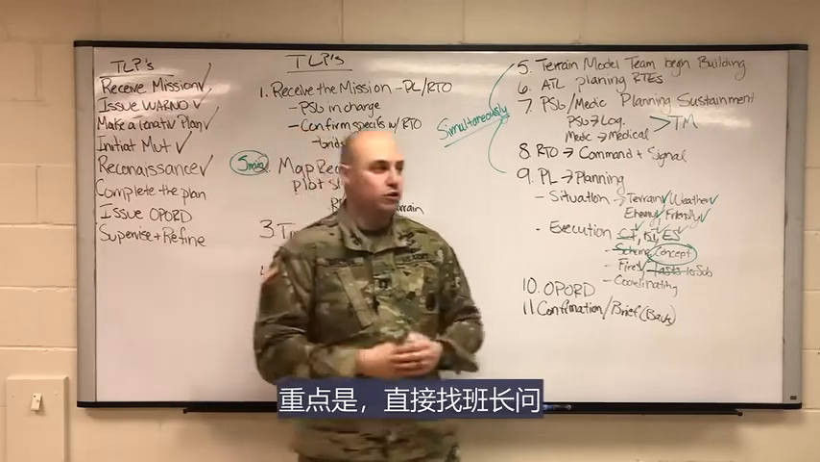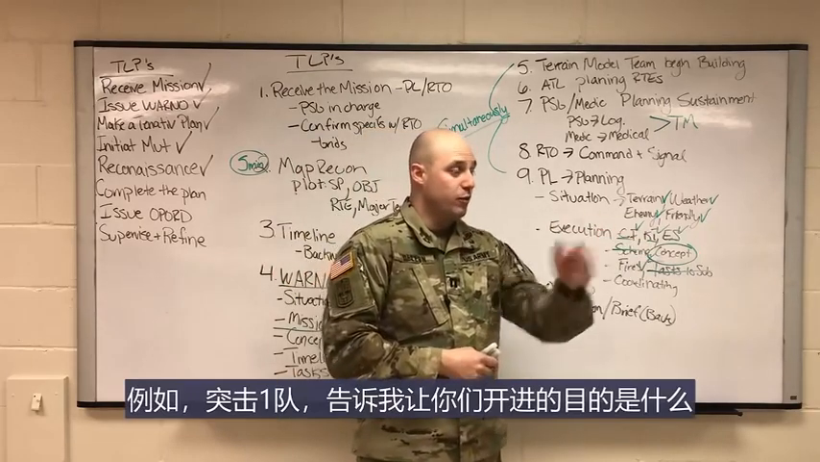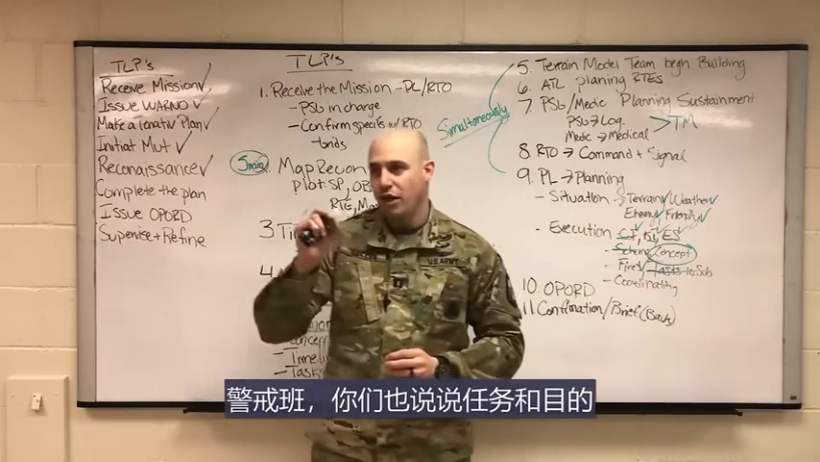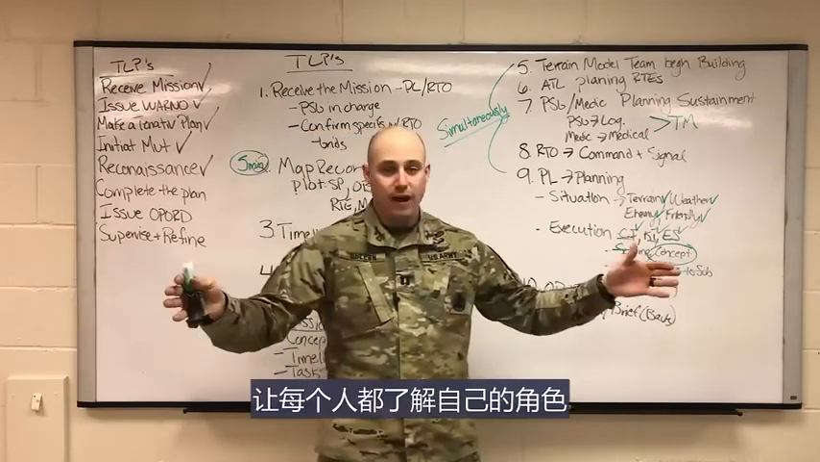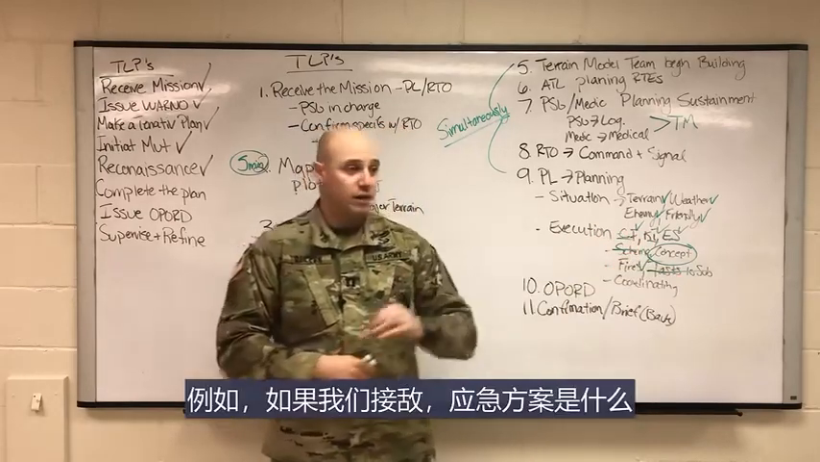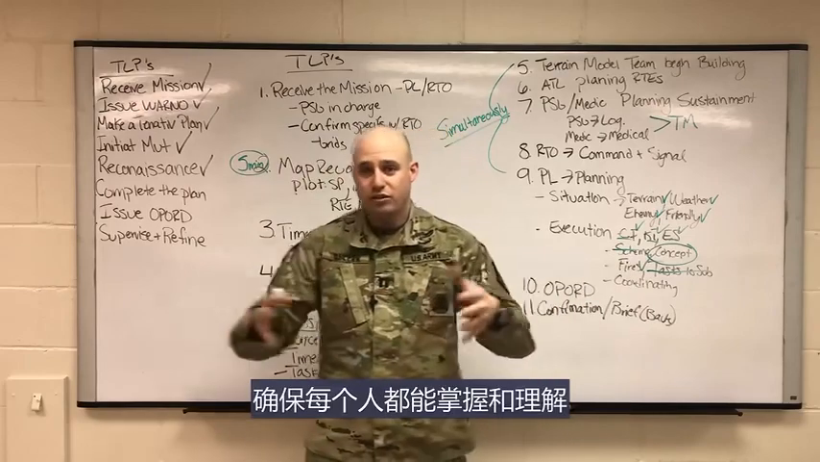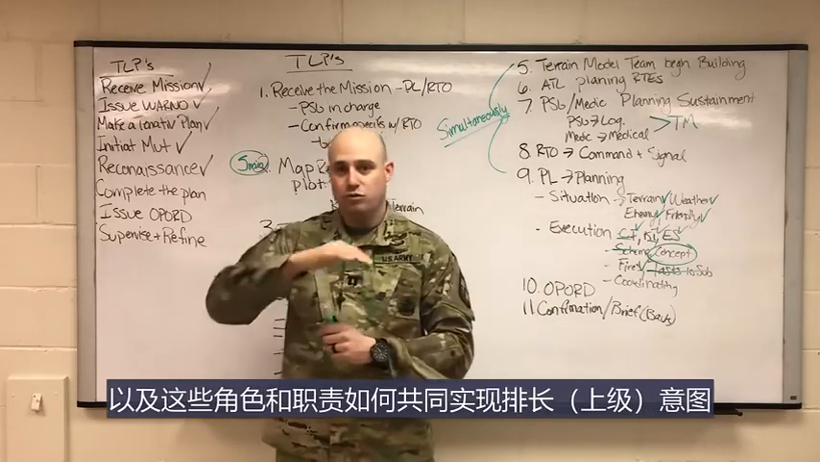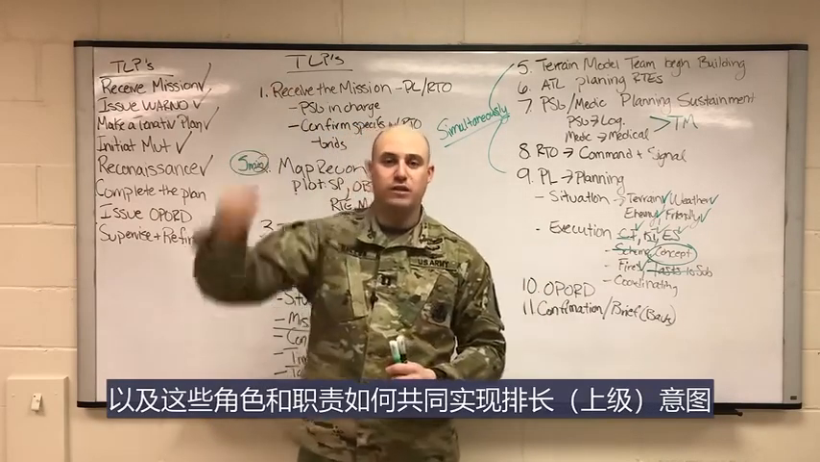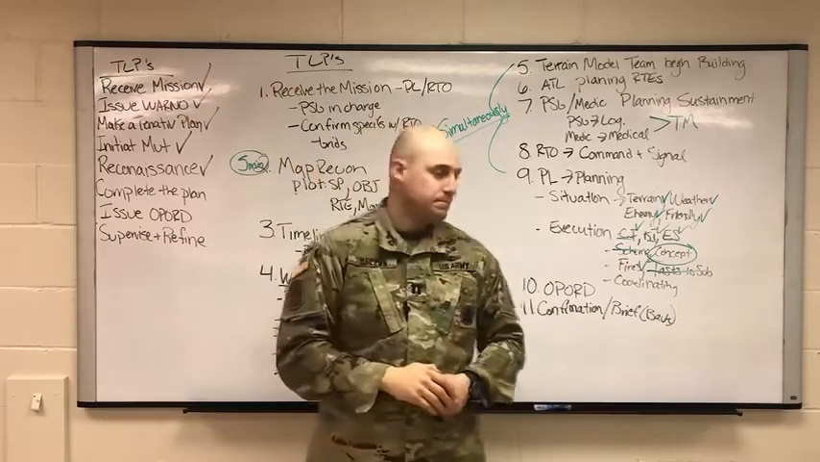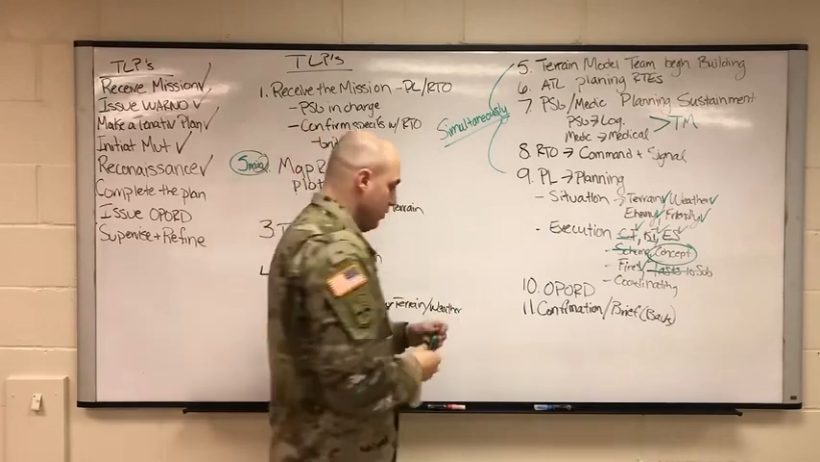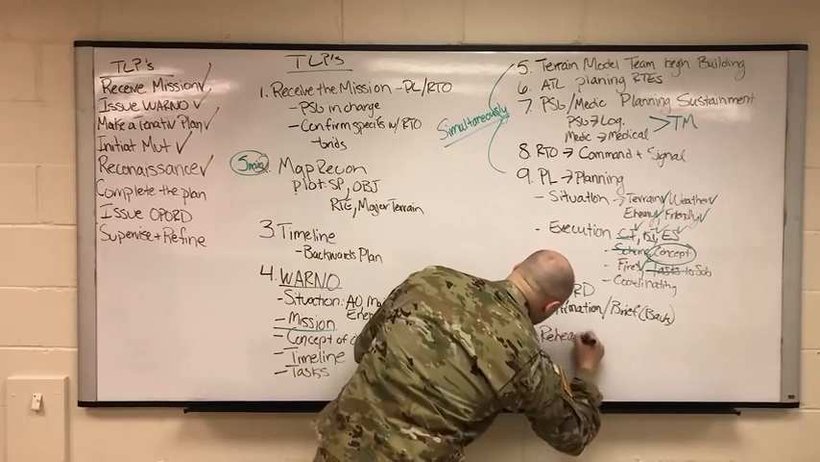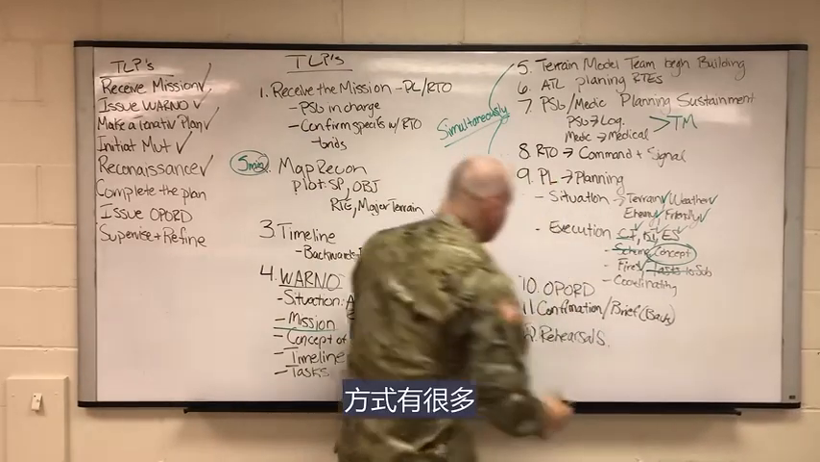Okay, the point here is now go talk to your Assault 1 squad and say, hey, Assault 1, give me your overall task and purpose during movement and give me your overall task and purpose on the objective. Security squad, give me the same. All right, everyone do that, and talk through, hey, if we come into contact at this point, what's our contingency? Make sure that everyone understands their roles and responsibilities during movement and action on the objective, and how those roles and responsibilities collectively meet your platoon leader's intent, to your level of intent. Okay? Ensure that happens. We are then going to have rehearsals, all right, which there are a lot of different ways to do effectively.